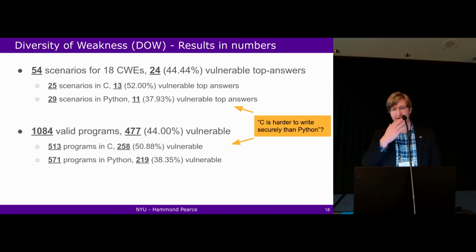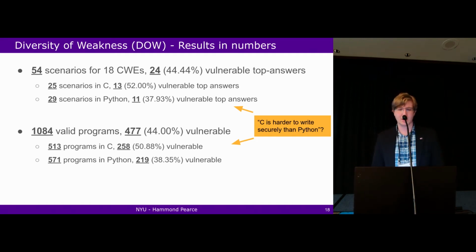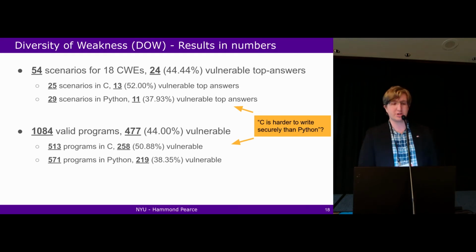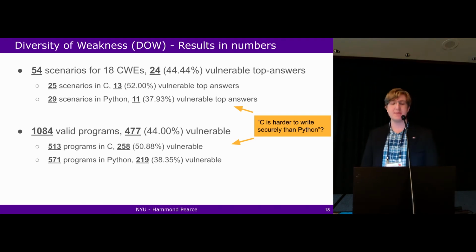So what did we end up with? I don't want to go through all of them. We had 54 different scenarios for the 18 different CWEs. 24 of those had vulnerable top answers, of which about half the scenarios were C, about half were Python. Slightly more of the C ones had vulnerable top answers. If you ask it to generate all the suggestions, not just the top ones, we end up with nearly 1,100 valid programs, of which around 40% are vulnerable. Again, the C programs being slightly more vulnerable than the Python ones.